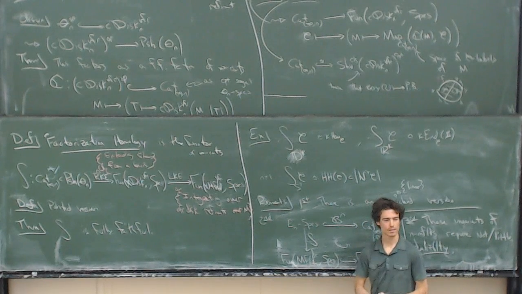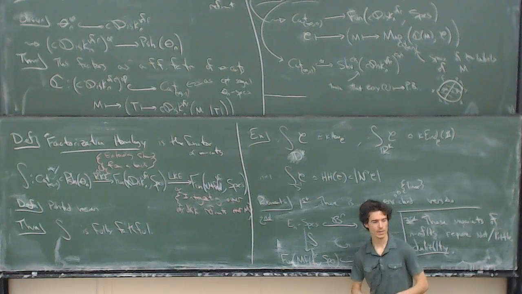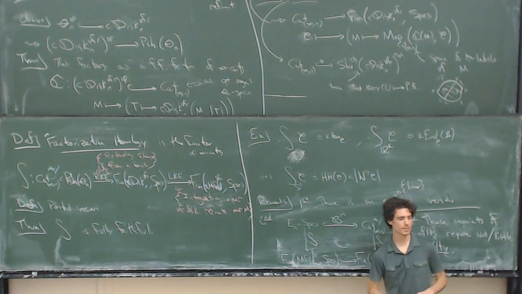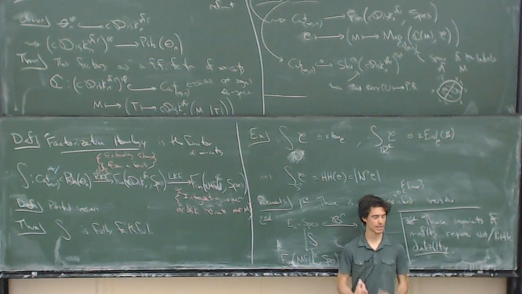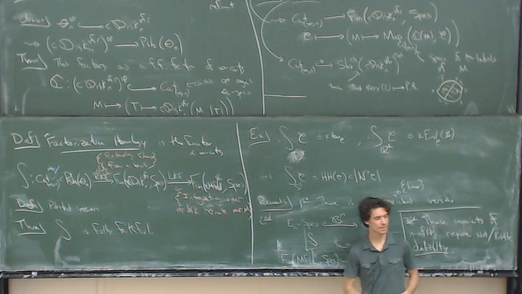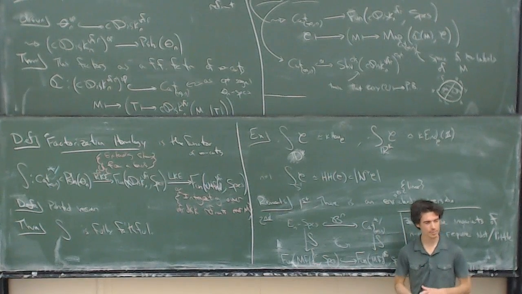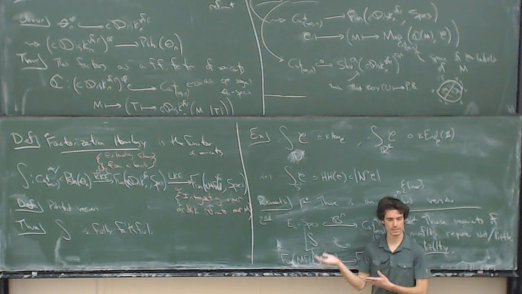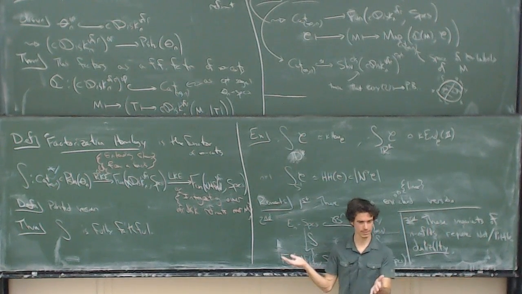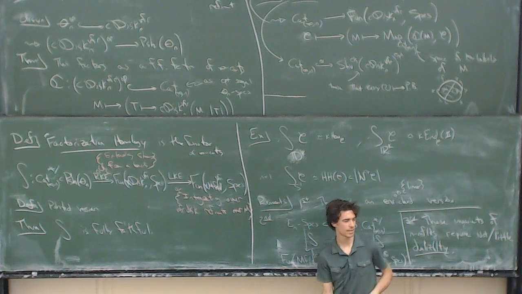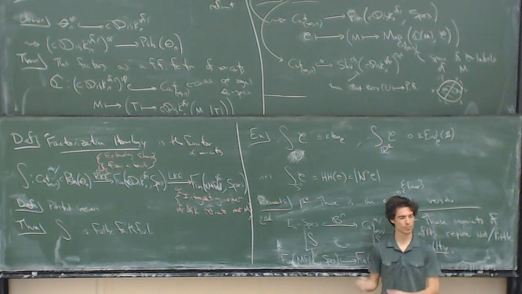Do you mind repeating the question? So the integration that happens when quantizing, like these Feynman integral type things, how is that related to factorization homology? Is that the question? And yeah, we're so optimistic.